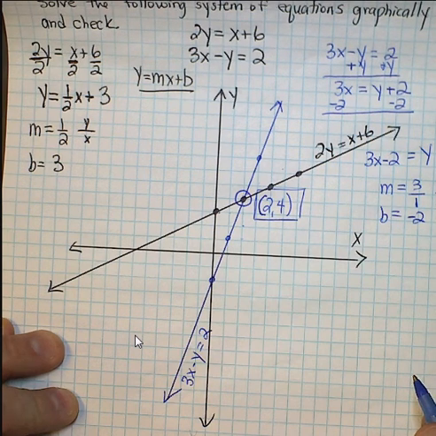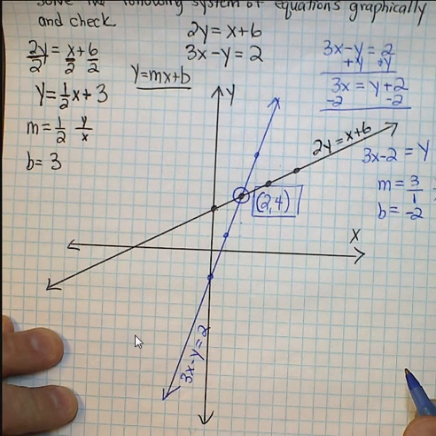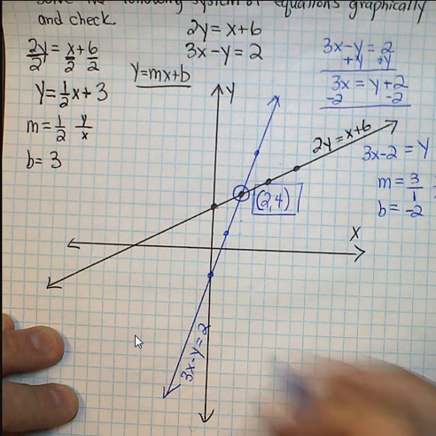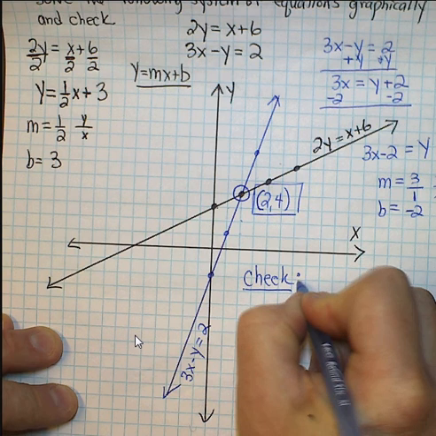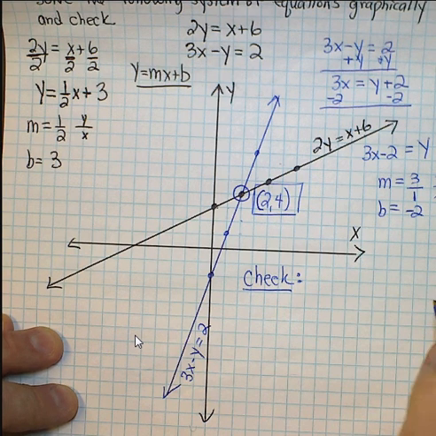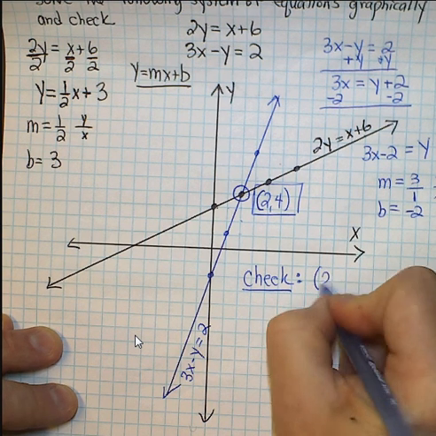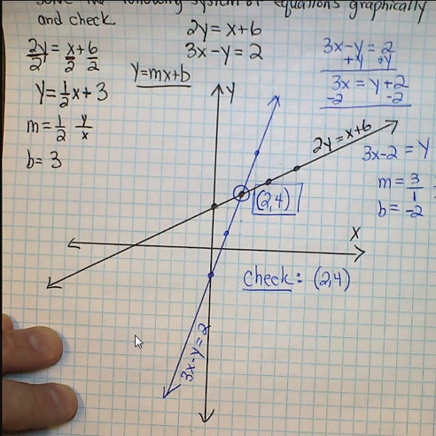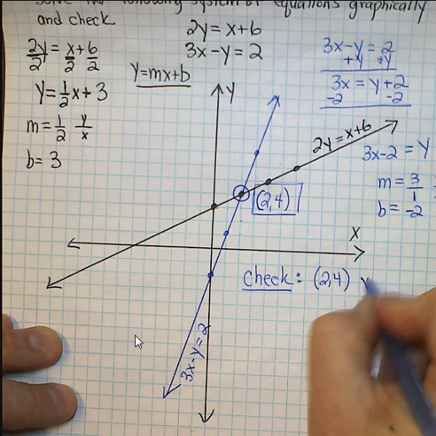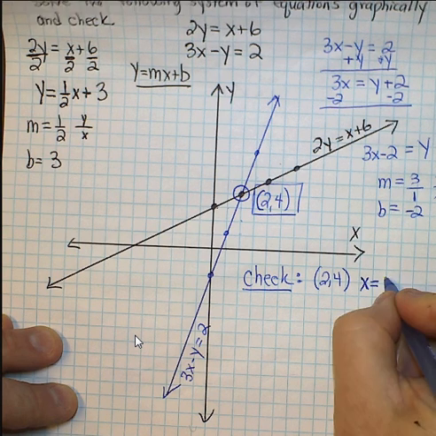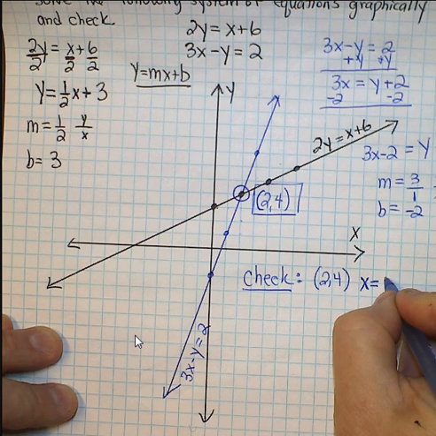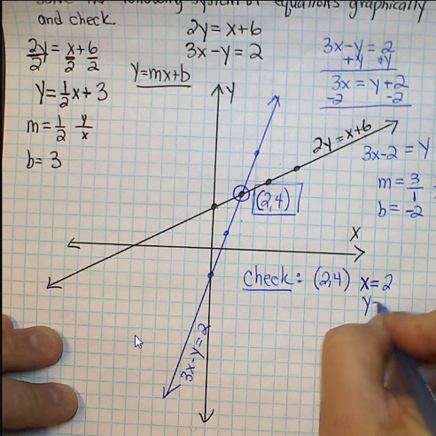Questions on that so far? Okay, so that's the actual answer to the solution. The last piece we want to do is check. And I told you guys, when we check, we write the word check, we write the ordered pair with the parentheses around it, and then you tell me what each of the numbers really represents. What's the x equal to? X is equal to 2, and y is equal to 4.